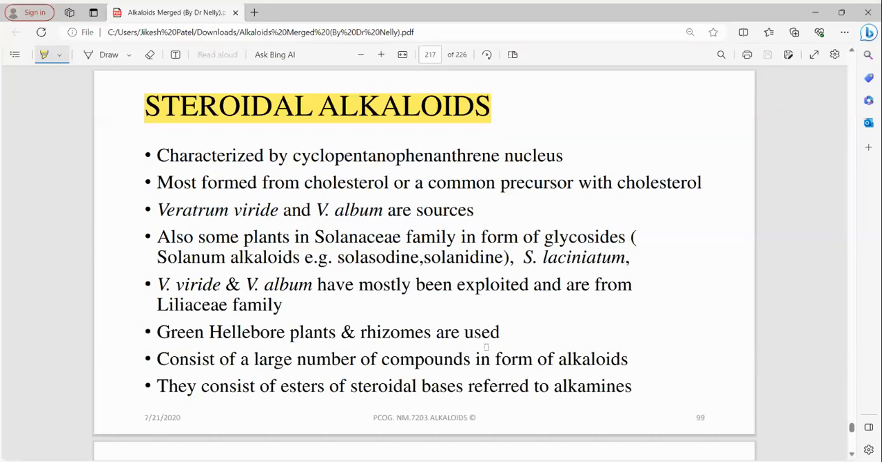I don't know if you can remember when we were talking about the cyanoglycosides, we mentioned that there is also something called steroidal alkaloid glycoside. So it's the same thing, especially in this Solanaceae family. The others we can just skip, as they are just stuff being listed in the next slide.